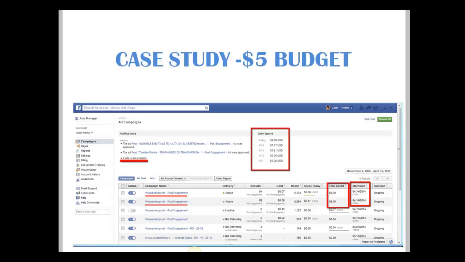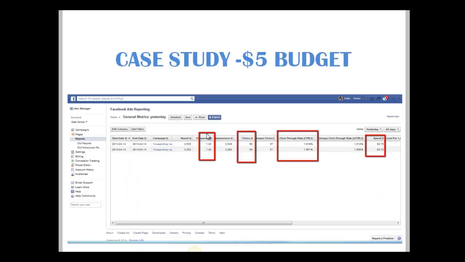So let's go to the next slide. In this slide we are checking the report. Both campaigns have a frequency of 1. That means that people only saw these ads once. Now the clicks they received, one has 68 and the other one 64. Unique clicks 57, 51, and the click-through rate is 1.918 for one and 1.961 for the other one. So for these newsfeed ads, any click rate over 1 is a good one. For the sidebar ads, any click rate bigger than 0.4 approximately is a good one.